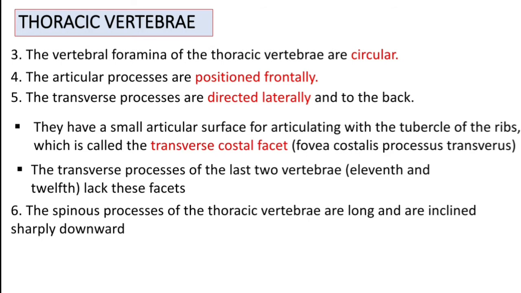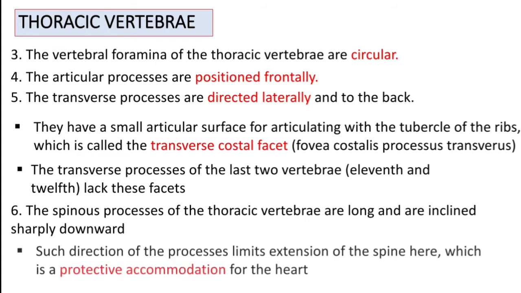The spinous processes of the thoracic vertebrae are long and are inclined sharply downwards, right? So their orientation is like tiles, right? So what's the significance of this? Such direction of the processes limits extension of the spine here, which is a protective accommodation for the heart.